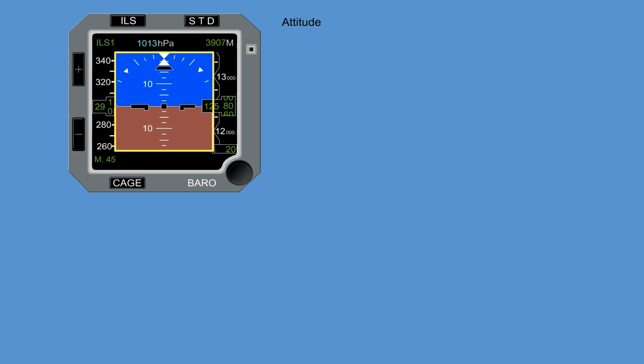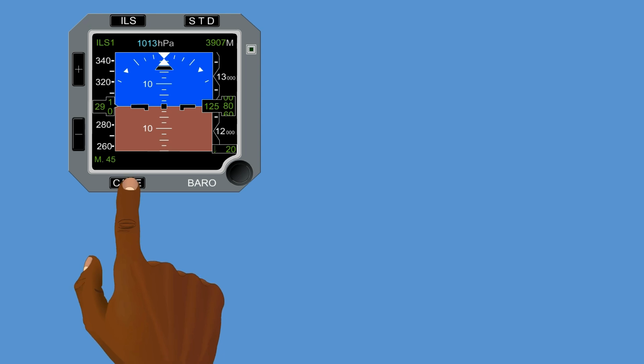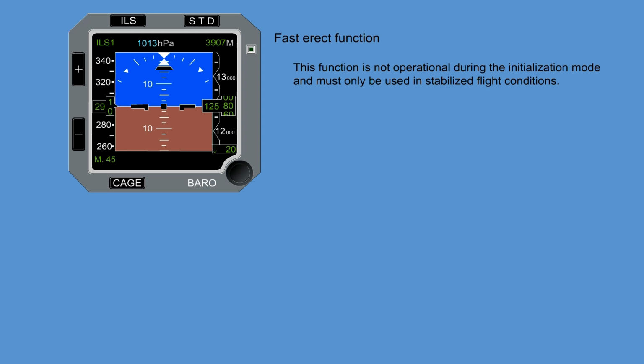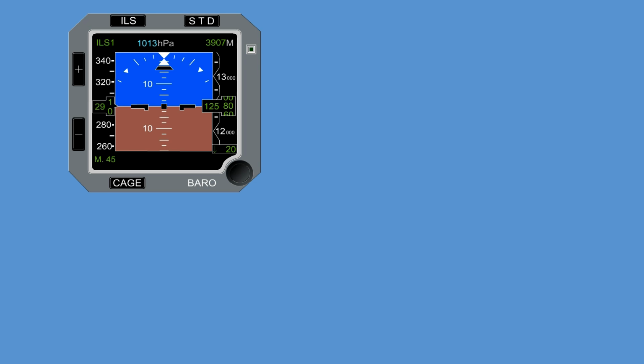Attitude. Using the data from the respective sensors after its conversion to digital format, the system computes and displays attitude. The cage button resets attitude to provide a fast erect function. This function is not operational during the initialization mode and must only be used in stabilized flight conditions.